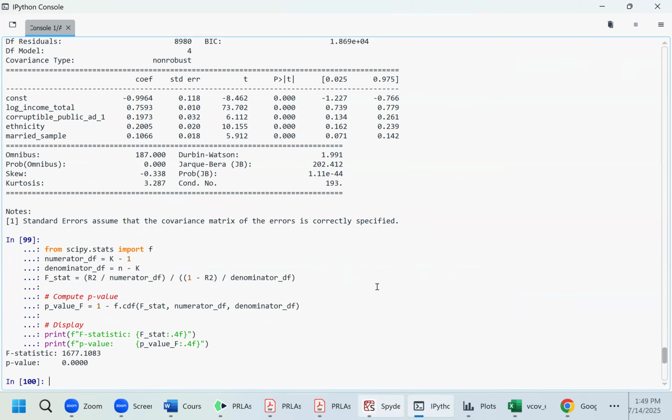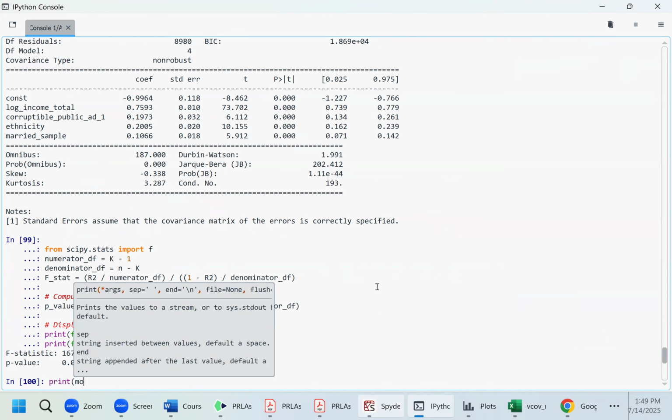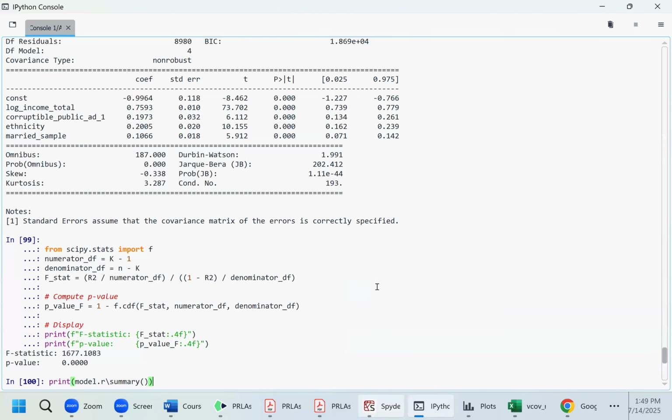Now I do print model dot results summary.